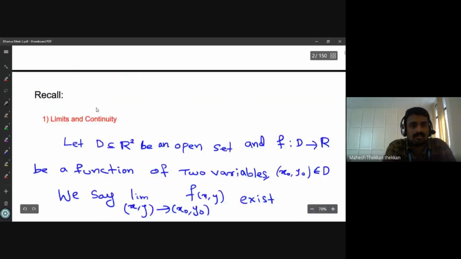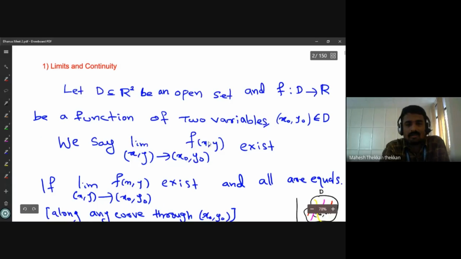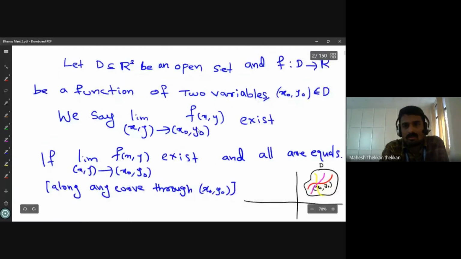First, I discussed something called limit and continuity. For that, I introduced the concept of the limit as (x, y) tends to (x naught, y naught) of f of x y. What it means is that we consider all the curves passing through the point (x naught, y naught). Then we approach along each curve, and if all those values are equal, we say the limit exists. This is the notation for that limit.